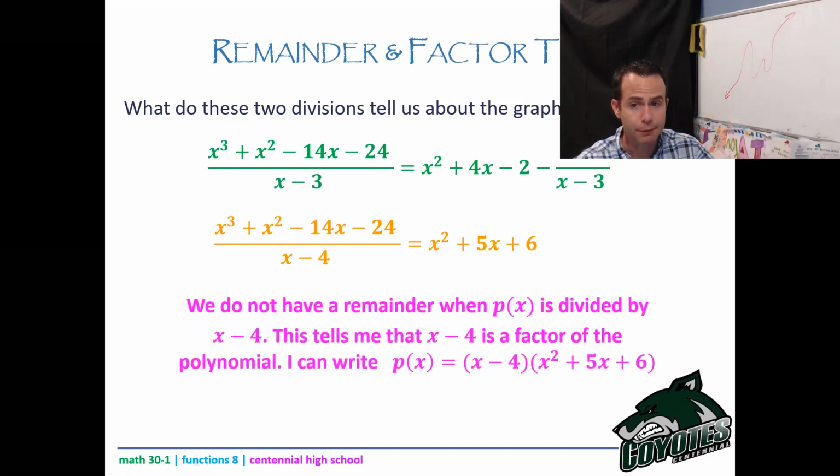We do not have a remainder when p of x is divided by x minus 4. This tells me that x minus 4 is a factor, and now I could write it in this first stage factored form. P of x could now be written as x minus 4 times x squared plus 5x plus 6, because that was what was left over. It's just like taking 30, dividing by 5, and saying, okay, 30 can be written as 5 times 6. And p of x can now be written as x minus 4 times x squared plus 5x plus 6.